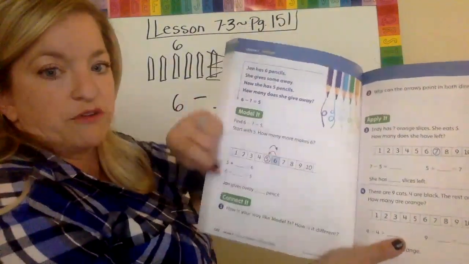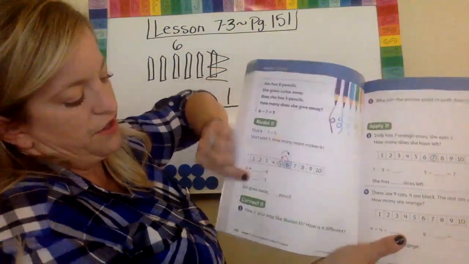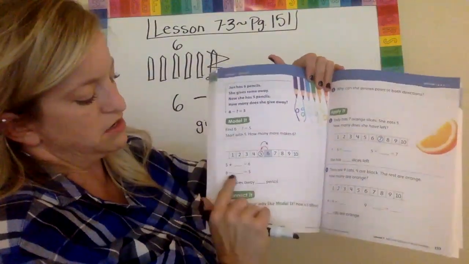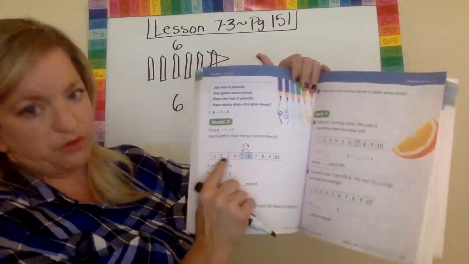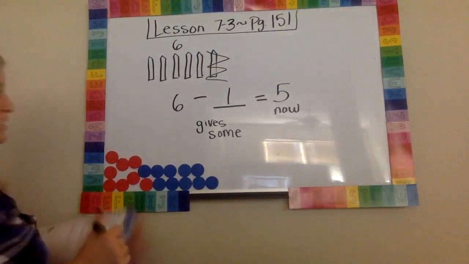This is, like I said before, if you're going this way, you're adding. See how it's blue and they're going that way? If you're subtracting and you're going this way on the number line, you're subtracting. The numbers are getting smaller. 6, 5, 4, 3, 2, 1. How is your way like it? How does it model it, and how is it different?